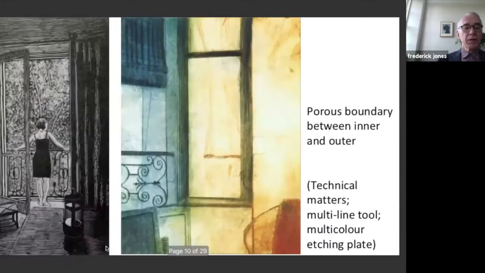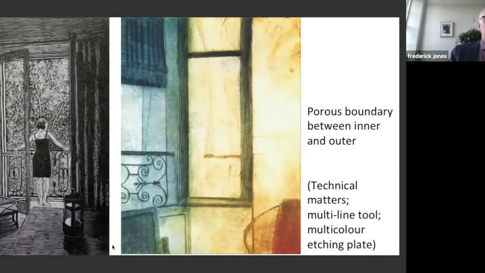Here's another window and another figure looking outwards. This is the window on the left. This is the window as a kind of point of contact between inner and outer experience. So you could think of that as kind of metaphor for the world and the mind. There is something else to say about this, and that's a technical matter.